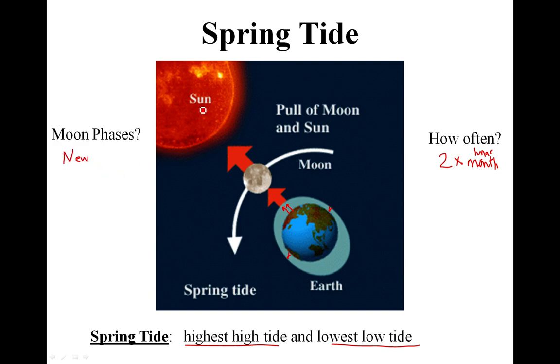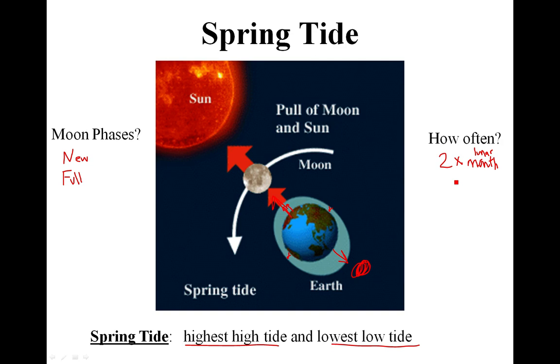Will we also have a spring tide if the moon's over here? Sure. The sun will pull this way, the moon will pull this way, and we'd have a spring tide that way. So it's a new moon or a full moon. Both of them will give you the highest high tide and the lowest low tide. So that's going to happen twice a lunar month.